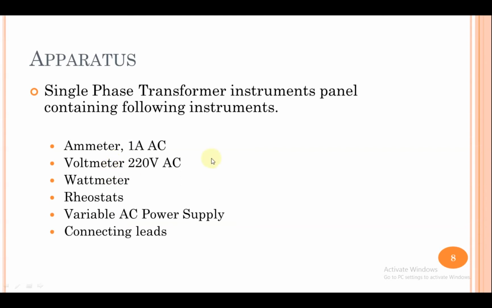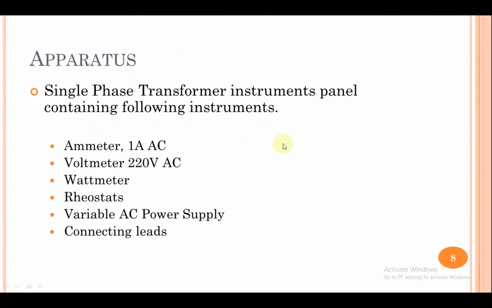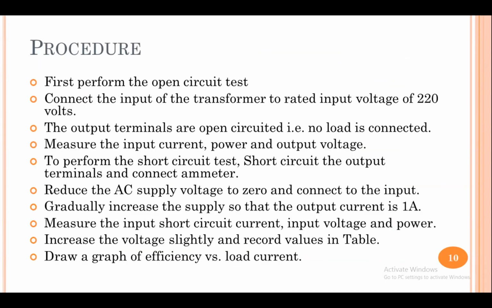So with the apparatus, we have a single phase transformer. Okay, so let's continue. The apparatus here is a single phase transformer instrument panel containing instruments such as ammeter, voltmeter, wattmeter, rheostat, variable AC power supply, and connecting leads. So this is your single phase transformer control panel, and I will be explaining it to you in the hardware video when we go to the lab. And here is the procedure.